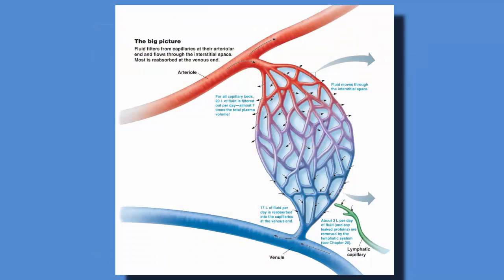Any fluid that does not get reabsorbed by the postcapillary venule gets picked up by lymphatic capillaries that are embedded throughout these capillary beds. And as this picture from your textbook shows, an astounding 20 liters of fluid gets filtered from the capillaries each day, 17 liters of which will be picked up at the venous end, and 3 liters of which will be picked up by the lymphatic capillaries.